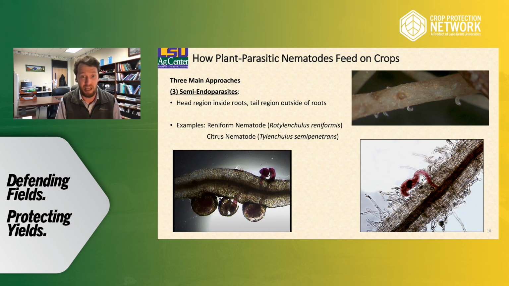And of course, we have the in-betweens, the semi-endoparasites. Their head regions are inside the roots, but the tail region remains outside the roots. Examples of this would be the reniform nematode, Rotylenchulus reniformis, and things like the citrus nematode, Tylenchulus semipenetrans. In the photo on the top right, we're seeing some unstained mature reniform nematodes that have gone after this particular cotton root. Bottom right, we are seeing a stained nematode inside the root. You can see how the anterior portion of the nematode is embedded into the root tissue, and the posterior end is hanging outside the root tissue.